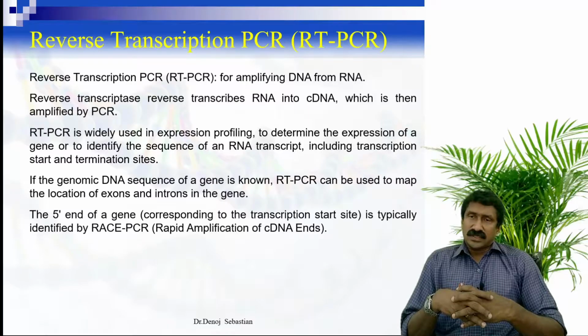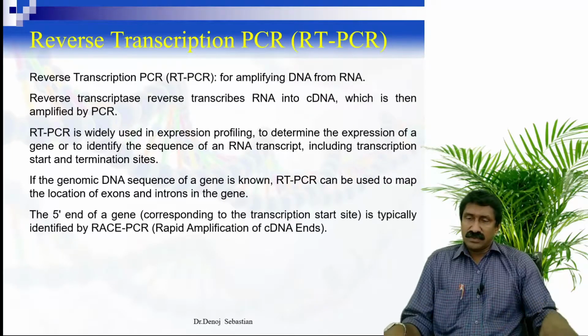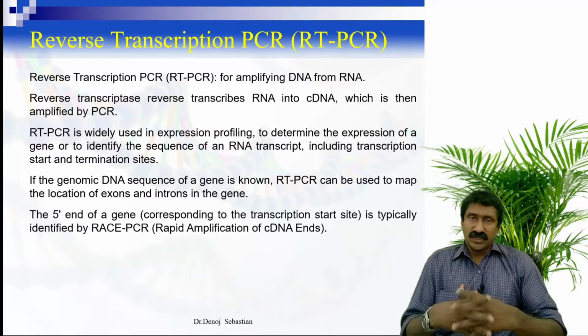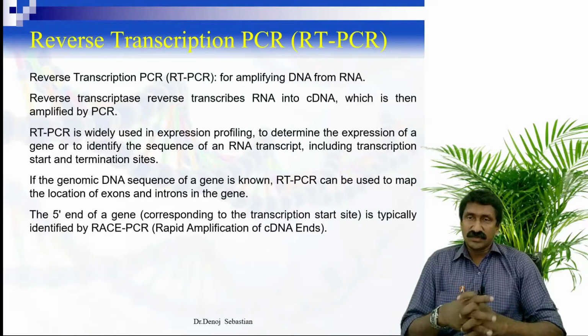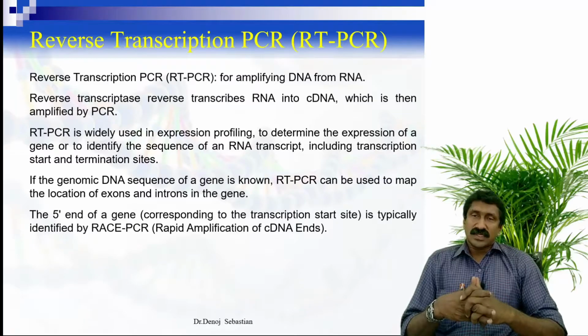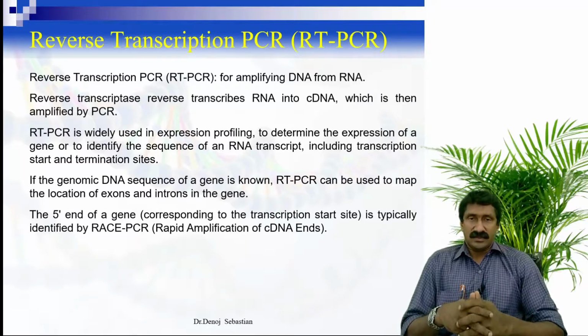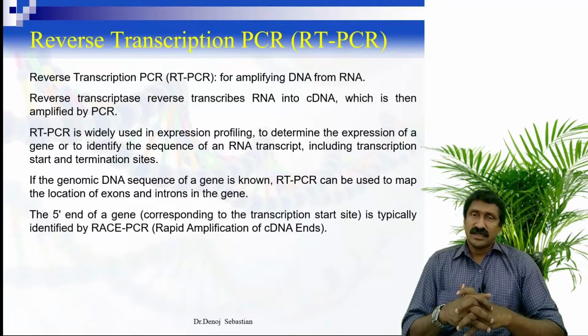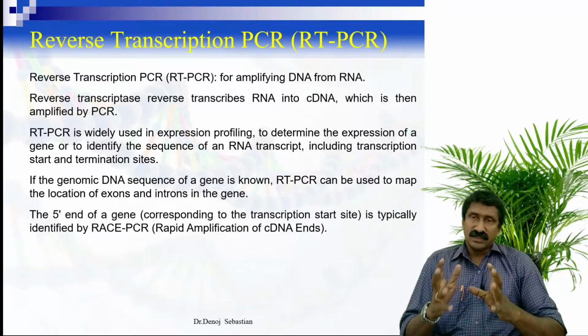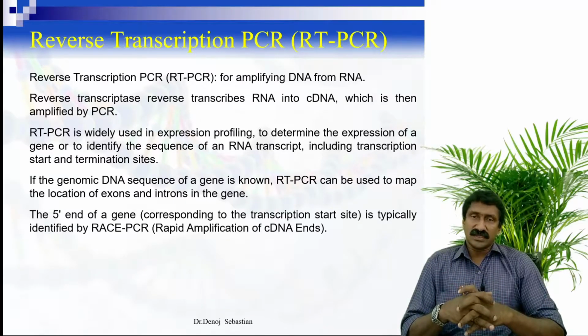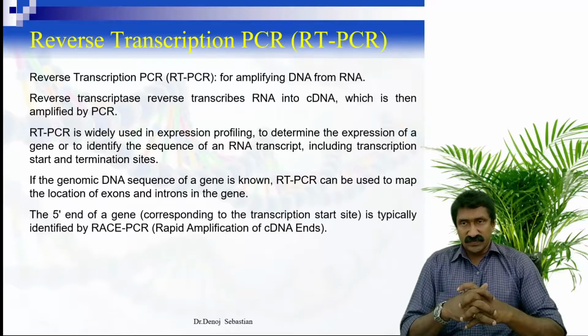Now the next one is RT-PCR, or reverse transcription PCR. And now you all know about the concept of the RT-PCR, especially in the year of COVID-19. The reverse transcription PCR, or RT-PCR, is for amplifying DNA from RNA. So for an RNA virus, especially for the detection of the RNA virus, the reverse transcription PCR, or RT-PCR, is the best tool for confirmation.